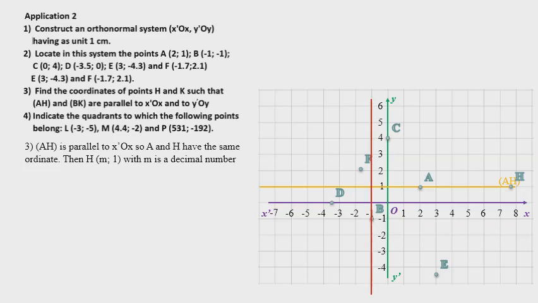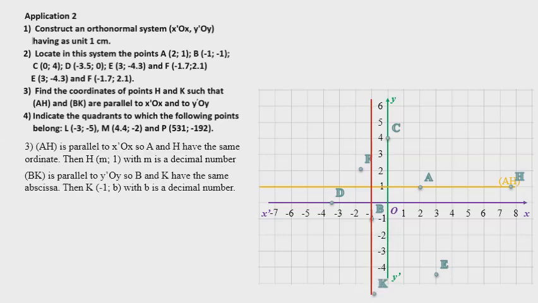And then we draw another line parallel to y'Oy, as they told us, and it passes through the point B. Then K exists on this red line, which is parallel to y'Oy. The same strategy: we say BK is parallel to y'Oy, so B and K have the same abscissa. Then K has abscissa -1, which is the abscissa of B, and an ordinate we didn't know yet, which is a decimal number.